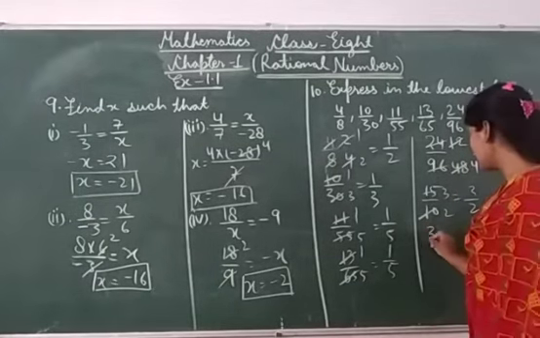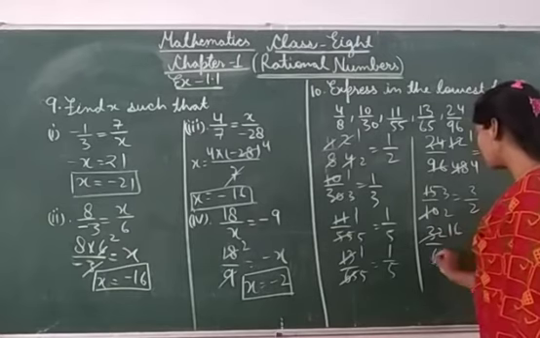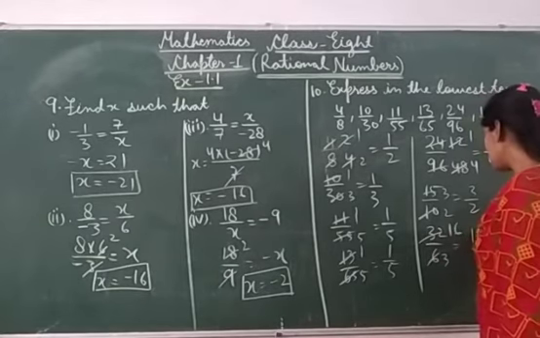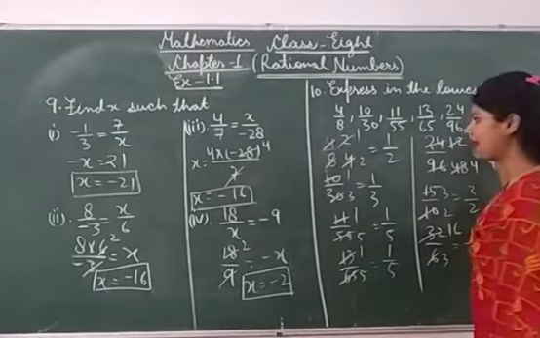So the next is 32/6. 2 1s are 2, 2 6s are 12, 2 3s are 6. So 16/3 is the lowest form of 32/6.